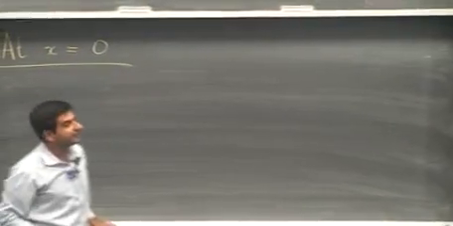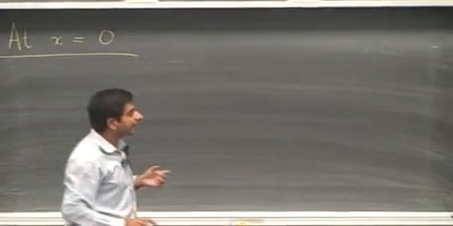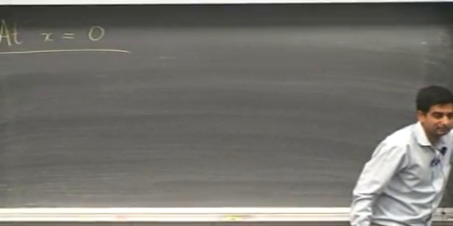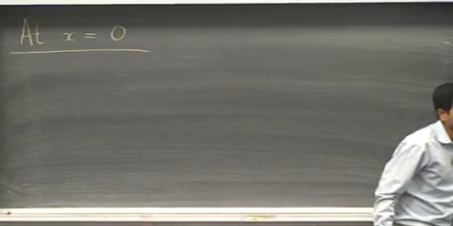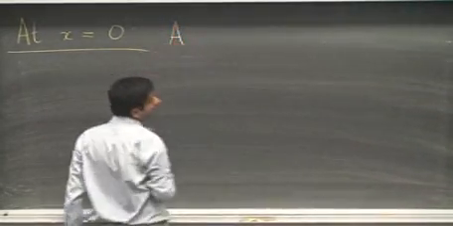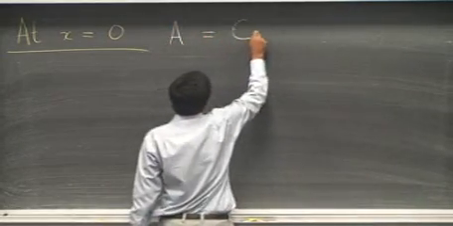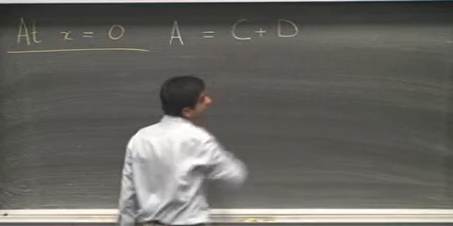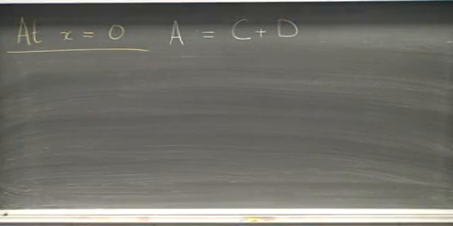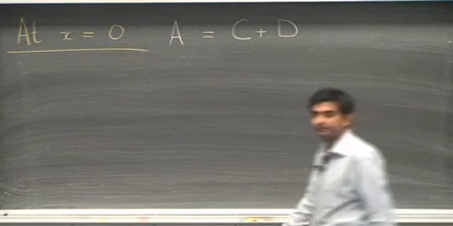So now let's apply the boundary conditions at x equals 0. At x equals 0, these wave functions must be equal, right? Because the wave function has to be continuous, which means that A has to be equal to C plus D. Because if you put 0 inside this, this becomes 1, this becomes 1, this becomes 1, so A has to be equal to C plus D.